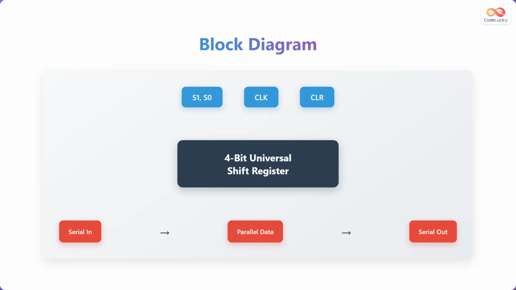Here is a block diagram representing a 4-bit universal shift register. The control inputs, labeled S1 and S0, CLK for clock, and CLR for clear, dictate its mode of operation. The clock signal synchronizes the data shifting and loading, while the clear signal resets the register. The control signals S1 and S0 select one of the 4 possible modes: no change, shift right, shift left, or parallel load. Data enters either serially, 1 bit at a time, or in parallel, where all bits are loaded simultaneously. The outputs can be read serially or in parallel as well.